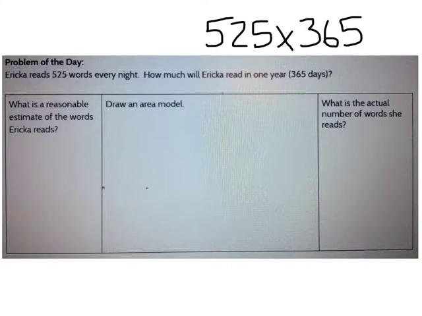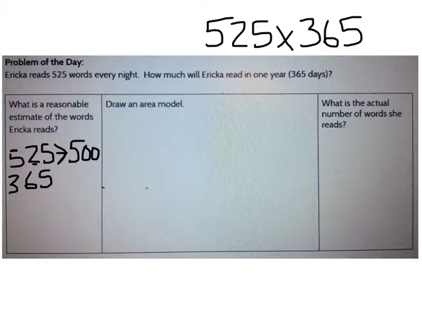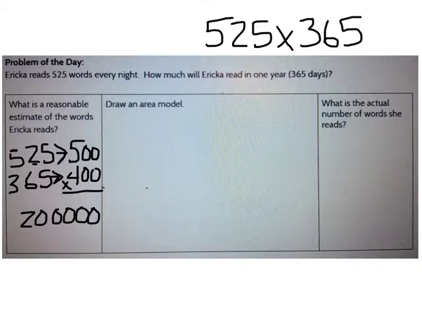First, let's find a reasonable estimate of the words Erica reads. Well, what's a number that we could use to estimate that's close to 525? Well, we could use 500. What's a number we could use to estimate that's close to 365? We could use 400. What's 500 times 400? Well, 5 times 4 is 20, plus 4 more zeros. Our answer is going to be about 200,000 words.